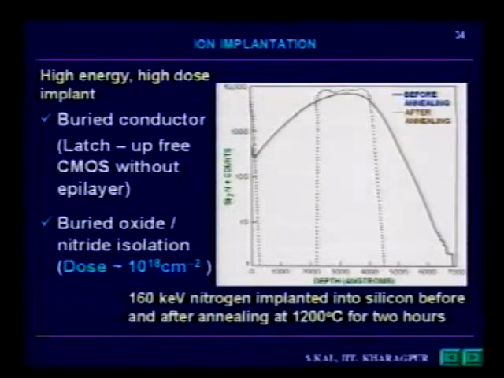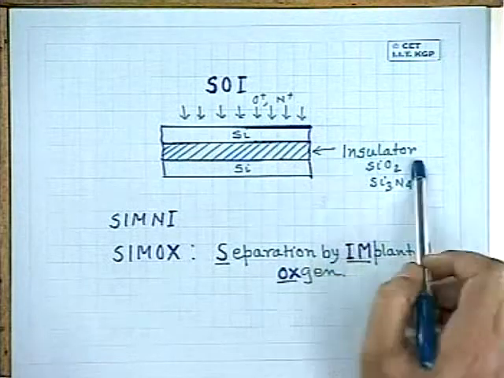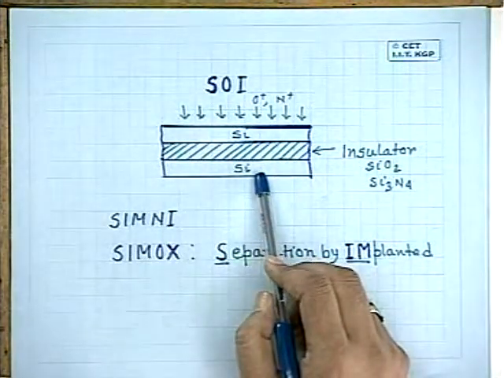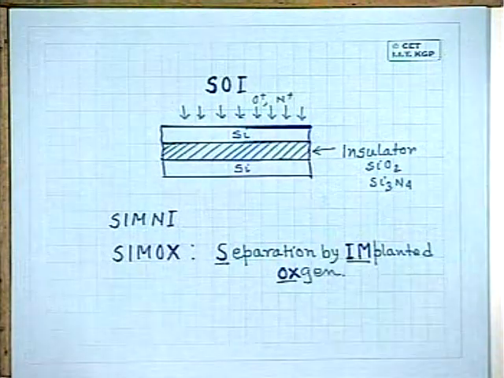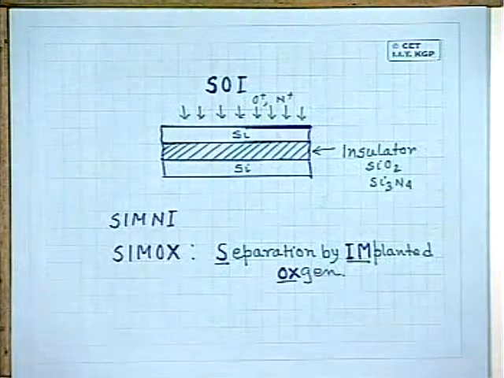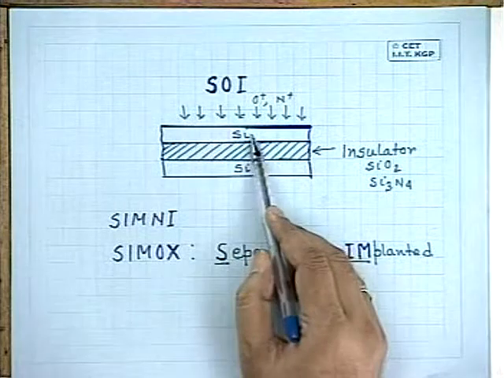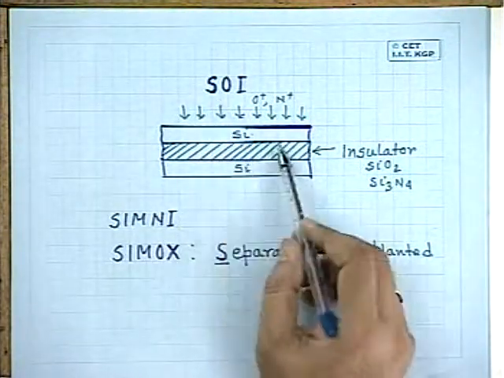Again, the same method, high energy high dose implantation, is used in SOI technology. And there you can see a silicon layer on top, the bottom is insulator, SiO2 or Si3N4, and the bottom is again silicon. What are you implanting? You are implanting oxygen or nitrogen, and then after annealing, in the middle layer you are getting an insulator film, with silicon on top and silicon at the bottom. That is known as silicon on insulator.